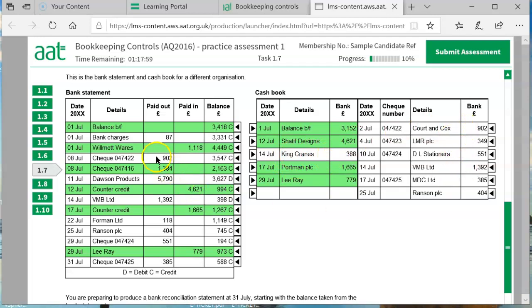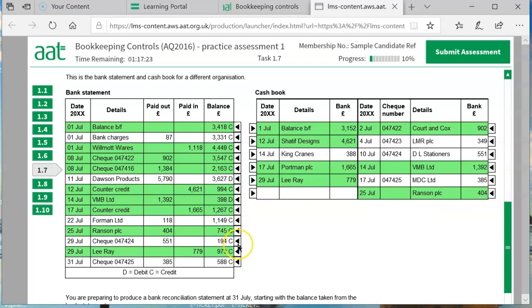Let's do the credit side. So we have 87, which is not there in the cash, which should be updated in the cash, but we are not updating the cash book, so ignore that at the minute. 902 is there, so yes. 5,790 is not there. 1392 is there. 1118 not there. 404 is there.